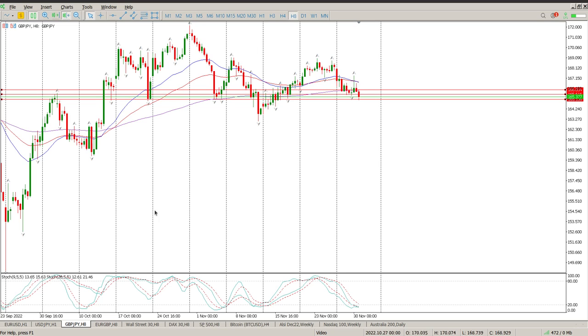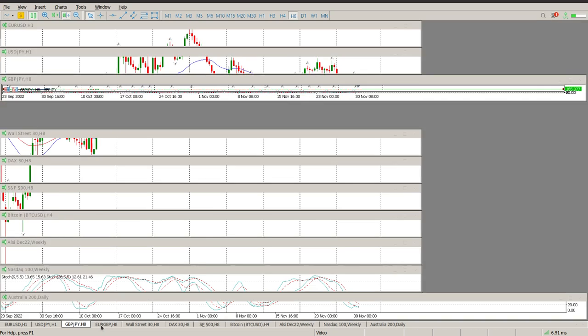But at the moment, we're above and below the moving averages. So I would just basically play between those levels there.